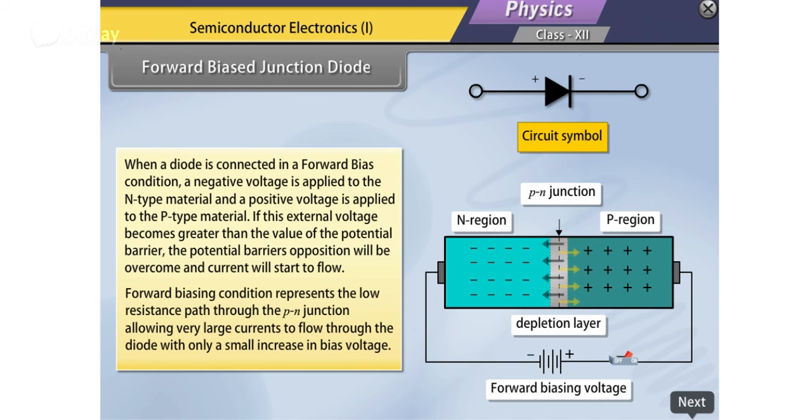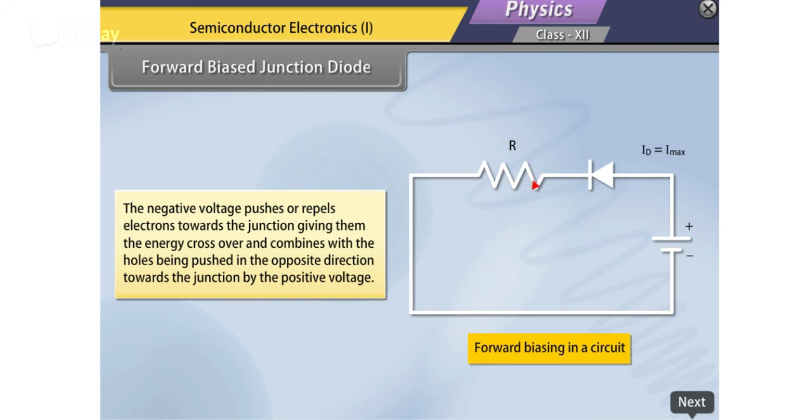Forward biasing condition represents the low resistance path through the PN junction, allowing very large currents to flow through the diode with only a small increase in bias voltage. The actual potential difference across the junction or diode is kept constant by the action of the depletion layer. The negative voltage pushes or repels electrons towards the junction, giving them the energy to cross over and combine with the holes being pushed in the opposite direction towards the junction by the positive voltage.